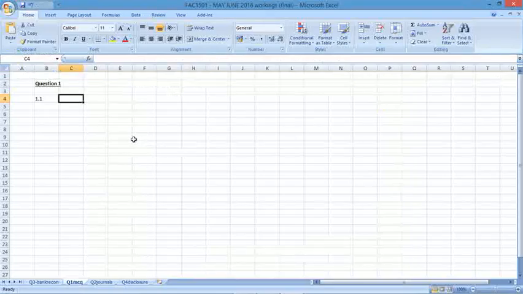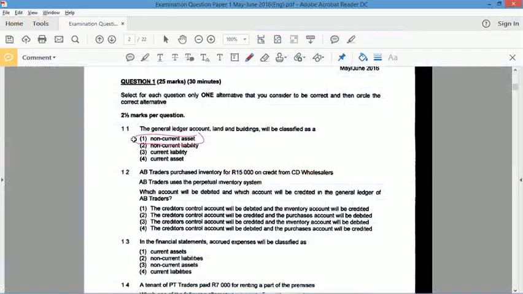1. AB traders purchase inventory for 15,000 on credit from CD wholesalers. AB traders use the perpetual system. Which account will be debited and which account will be credited? Okay, that's pretty easy to do. Remember, we're using perpetual, so we talk about inventory as inventory. If I'm purchasing inventory, it will be an asset. The asset will increase, and it's on credit, so the liability will increase. So creditors control will be credited, and the inventory account will be debited. That would be the right answer.